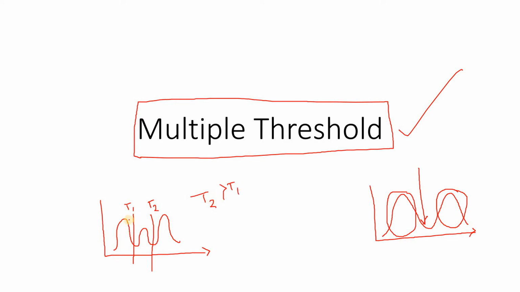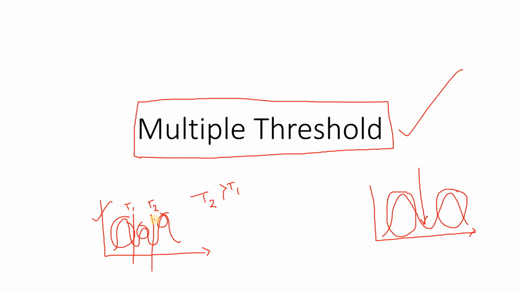Now we can apply this kind of logic. If any pixel intensity value is lesser than T1, then it will be one region. If any pixel intensity value is in between T1 and T2, this will be one more region. If any pixel intensity is greater than T2, that will be another region. So this is double thresholding, because we are using two thresholds.